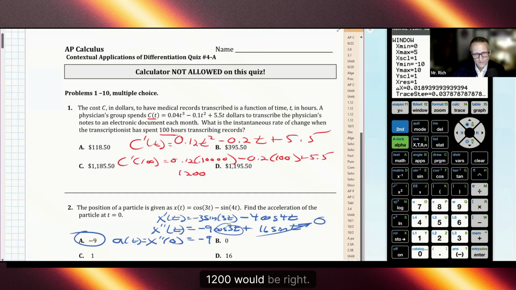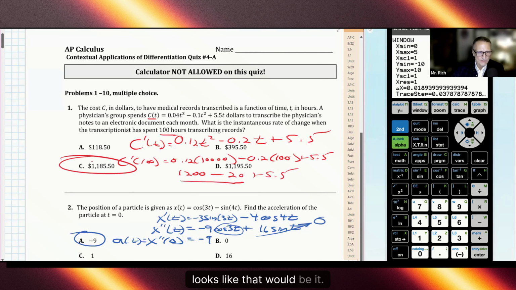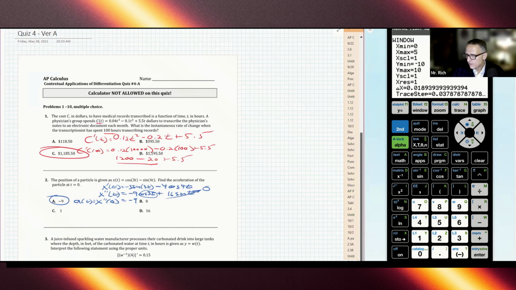I think it's 12,000. No, 1,200 would be right. And then minus 20 and then plus 5.5. That would be 1,180, and looks like that would be it: 1,185.5.